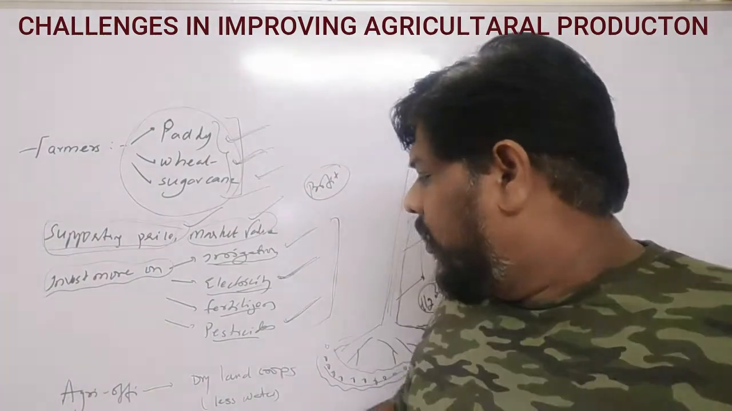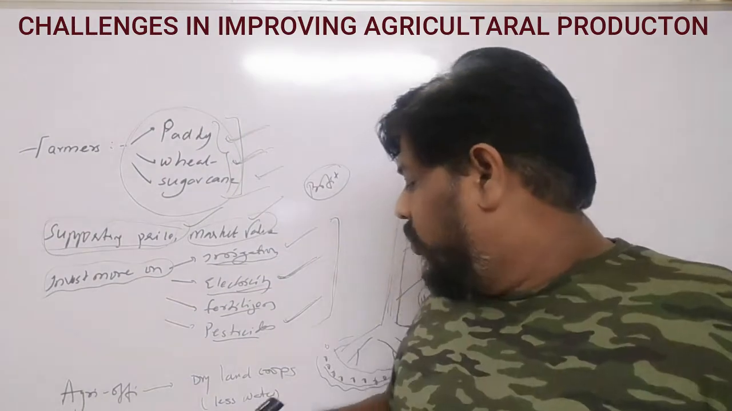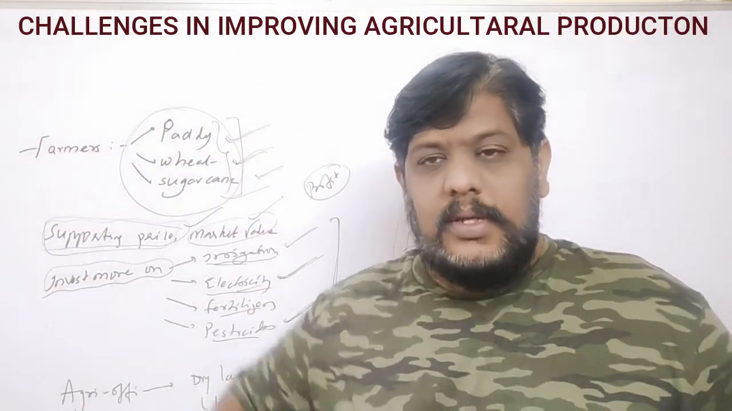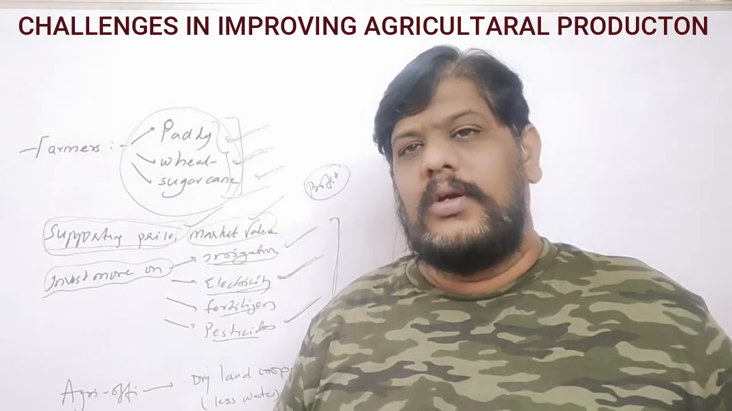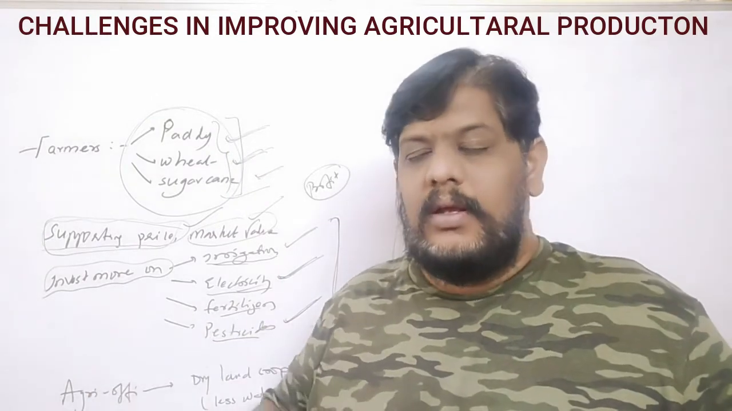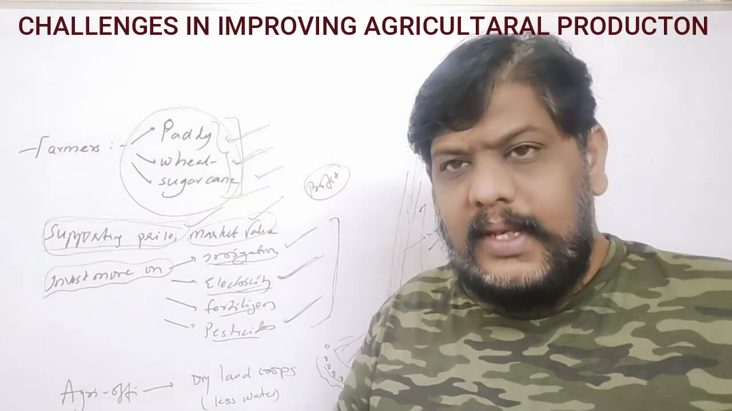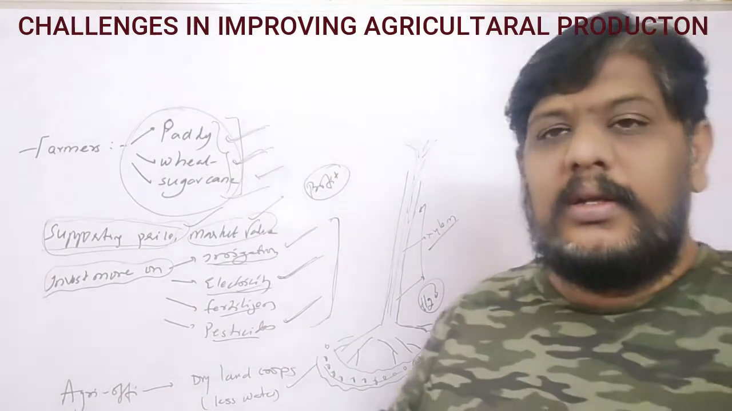Okay, children. Even agricultural officers keep on telling them, you better go ahead with the dry land crops. Dry land crops are those crops which require very, very little water. They don't require great irrigation or a great water system. They require very, very little water, and that's why they are called the less water crops.